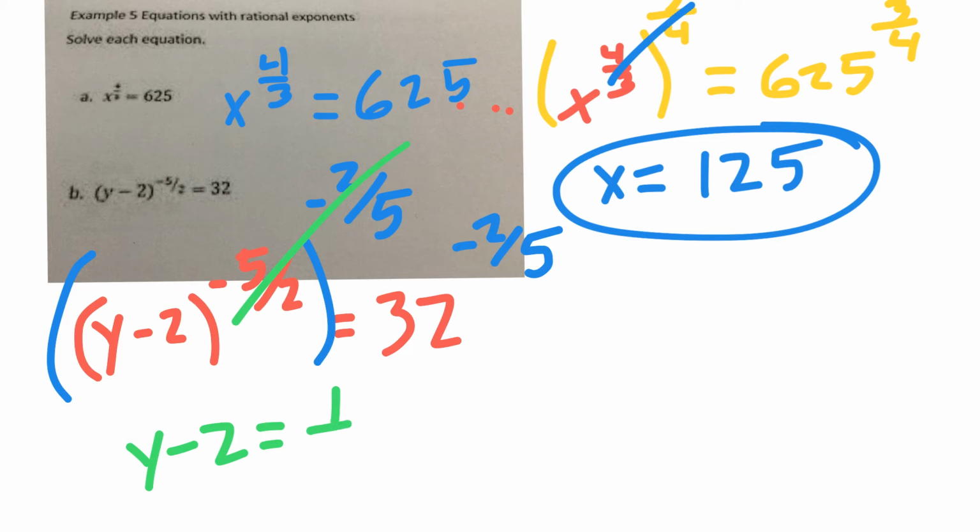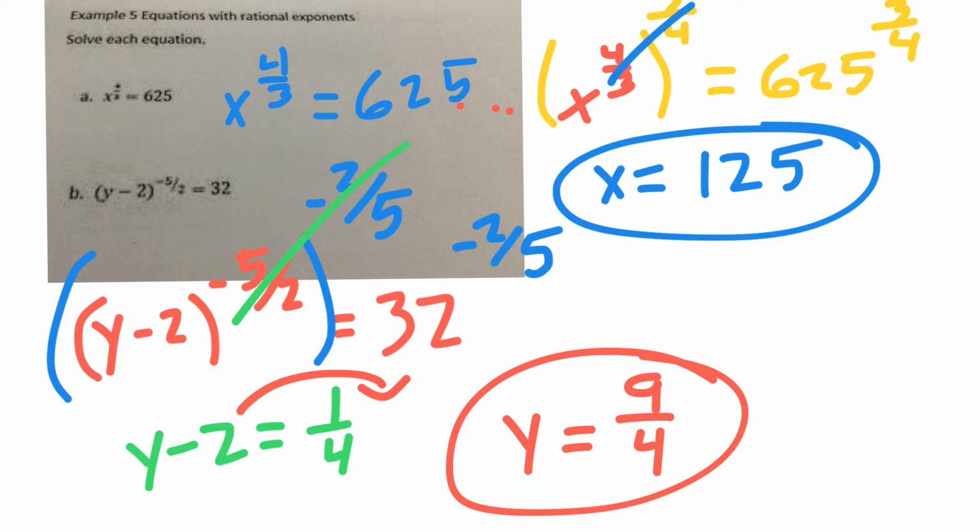Okay, now I want to solve for y. So 2 is being subtracted from y, so I'm going to move that to the other side, make it positive. So 2 plus 1/4, which is 9/4.